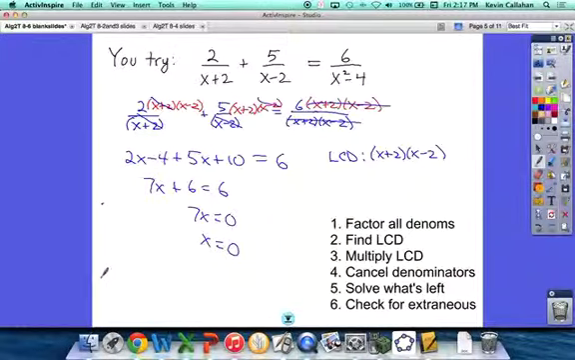And then if I plug it back in here, 0 plus 2 does not equal 0. 0 minus 2 does not equal 0. 0 squared minus 4 does not equal 0. So this is not extraneous. It's good. Yeah.